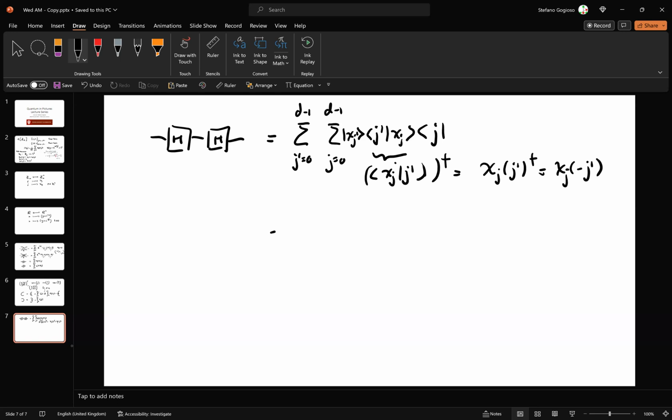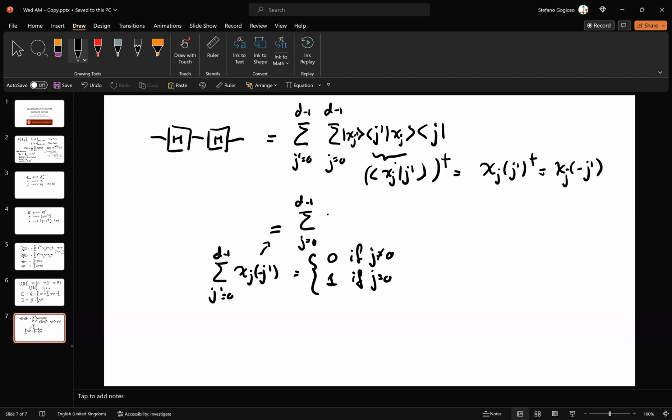So for our j's, we use the fact that the sum of the roots of unity gives you the delta functions. So we use the fact that if we sum chi j of minus j' in this case over j', for example, we get 0 or 1, depending on whether j is different from 0 or j is equal to 0. Okay. So this gives us the sum over j equals 0 to d minus 1 of |minus j>.